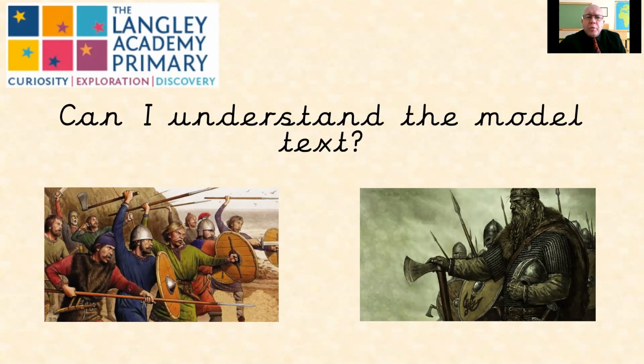Now, remember, we've moved on from our narrative, we've moved on from our overcoming the monster story, and we're now looking at non-chronological reports. So the information we're writing now, the information we're presenting now, is factual. This is the sort of text that you might find in an information book. So if you were looking for a topic book on the Anglo-Saxons, this might be the sort of page you would look at. That's the type of text that we're trying to create.